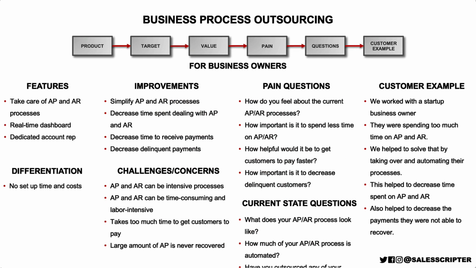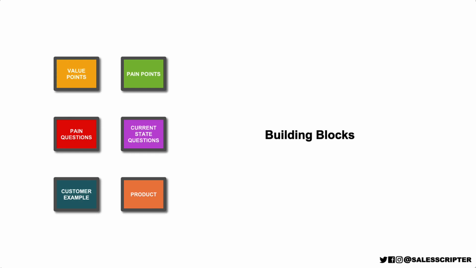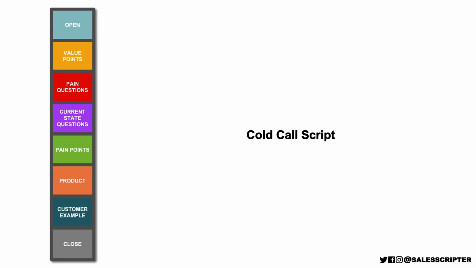And so that's the process of brainstorming and organizing your sales message. And that's how I created all of these talking points to create that business process outsourcing sales script. And each of those steps create what we refer to as building blocks. There's a block for each of those steps, a value points building block, a pain points building block, a customer example building block. And what you can do is mix and match those building blocks to easily create a lot of different scripts.